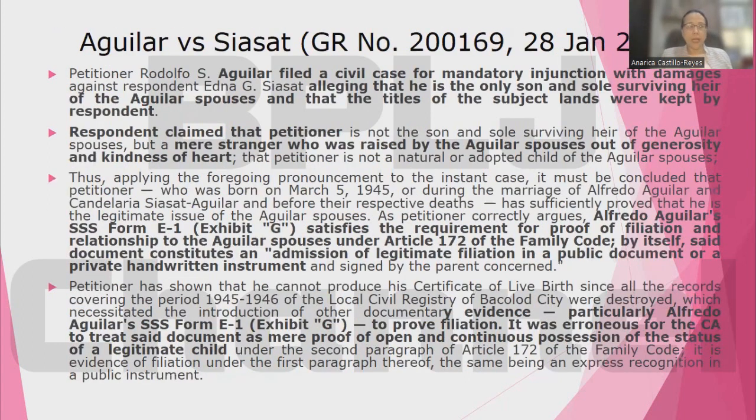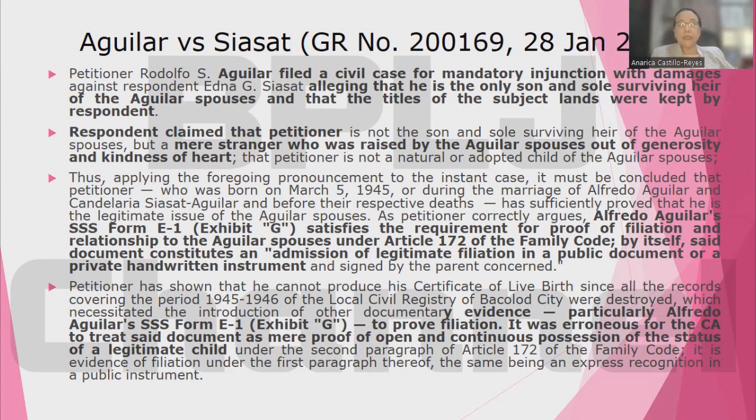Okay? Aguilar versus Shasta. Rodolfo filed a case for injunction against Edna, alleging that he is the only son and sole surviving heir of the Aguilar spouses, and that the titles of the lands were kept by Edna. Respondent claimed that the petitioner is not the son of the Aguilar spouses, but a mere stranger who was raised by the Aguilar spouses out of generosity and kindness of heart.